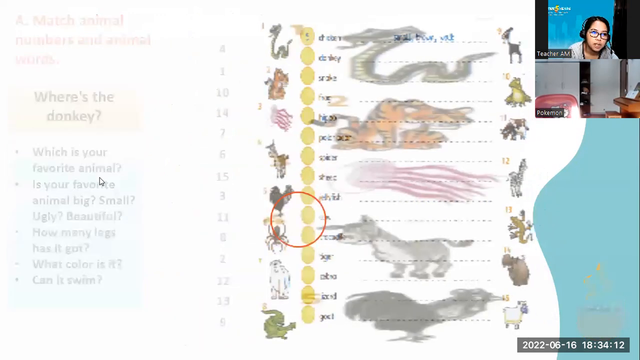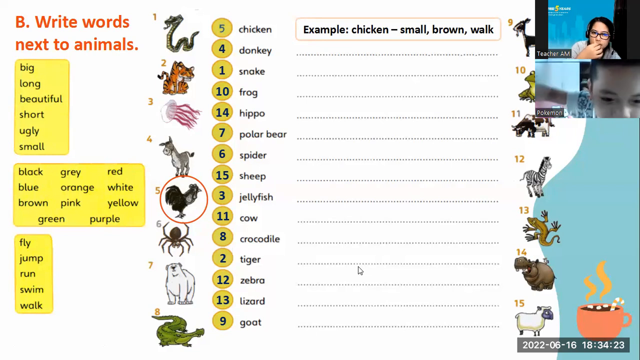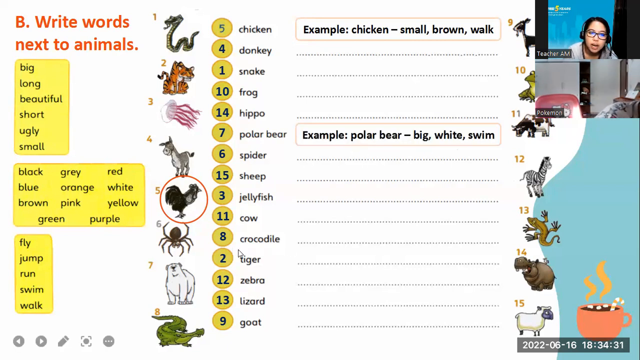Okay, great. So now let's proceed with this one, Jack. Here, I want you to write words next to animals. For example, a chicken. It is small, brown, and can walk. Another example, a polar bear. It's big, white, and can swim. You're going to write your answers for numbers 4 to 15 here. I'll give you time to write your answer.